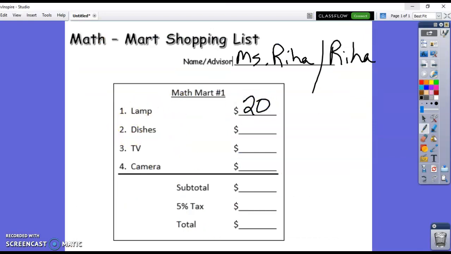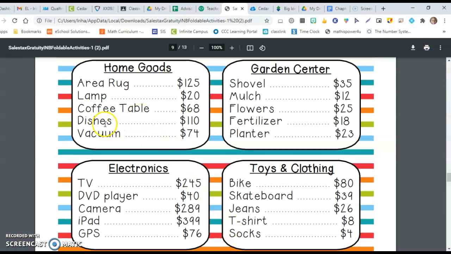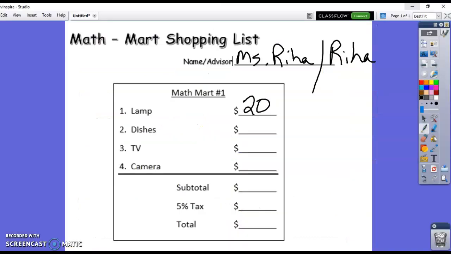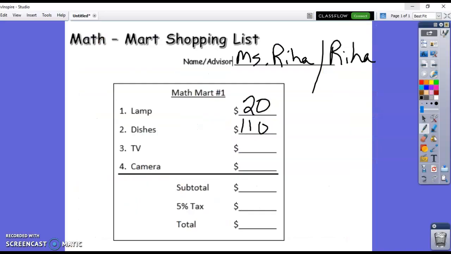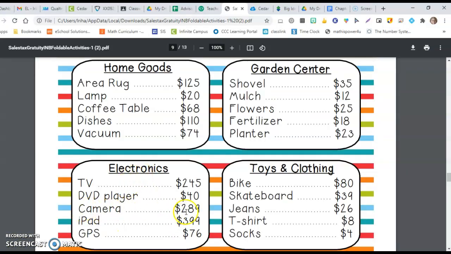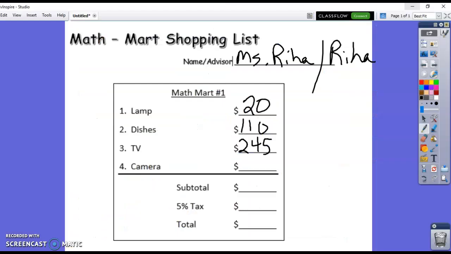Number 2 on my list is dishes. So dishes is also under home goods. It's $110 for my dishes. So I'm going to write $110. Next is TV. TV is under electronics. $245. And then camera is also under electronics. Camera is $289. So $289.